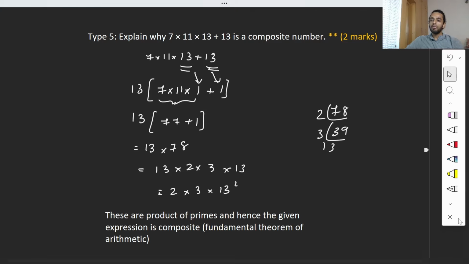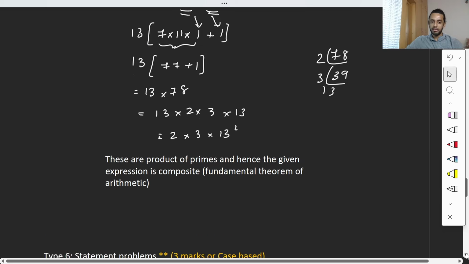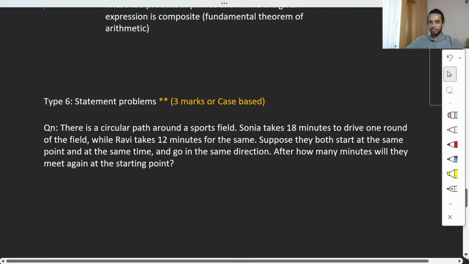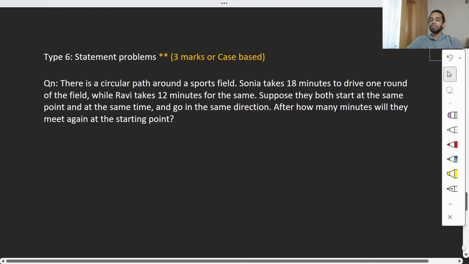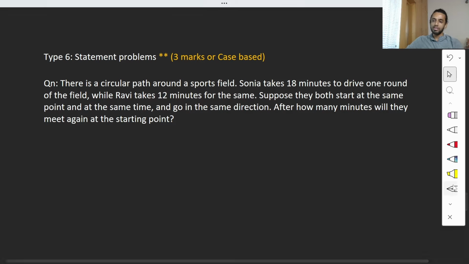And now we go on to the last type of question, that is statement problems. These are of medium importance. They can be asked in 3 marks or mostly case-based questions. Please pause the video to read the question once.